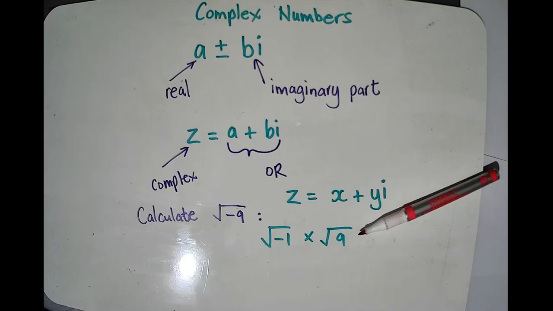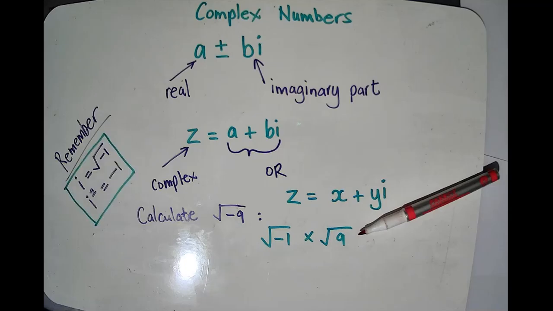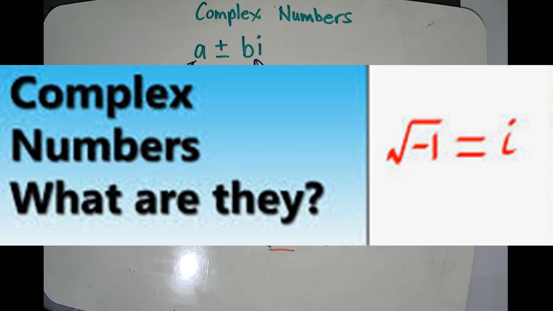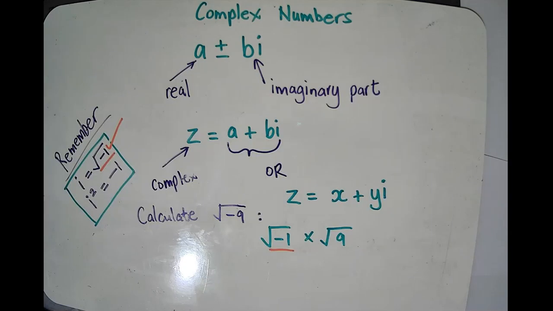So we have square root of minus 1 times square root of 9. But you need to remember what we learned in grade 10: I is equal to the square root of minus 1. This means I squared will be equal to minus 1. You need to remember those two things on the extreme left hand side in the box when working with complex numbers.